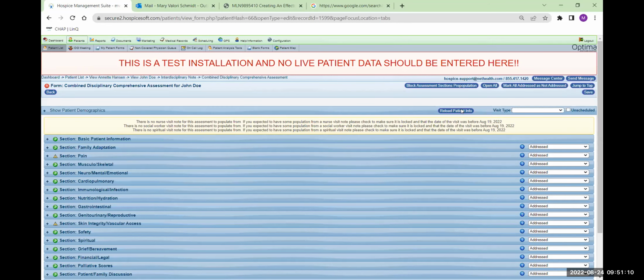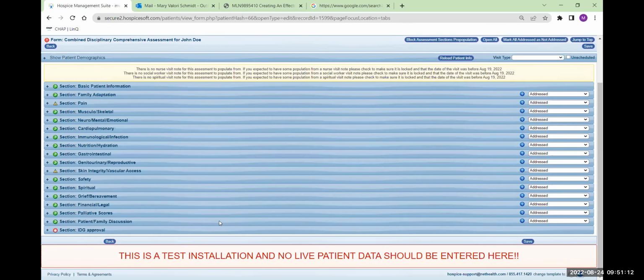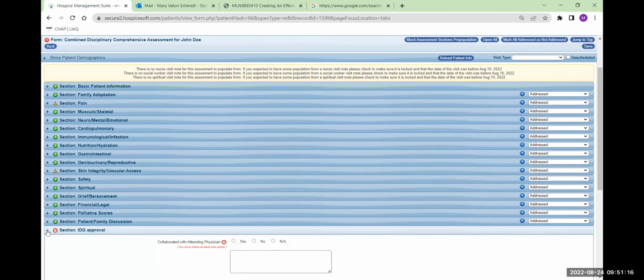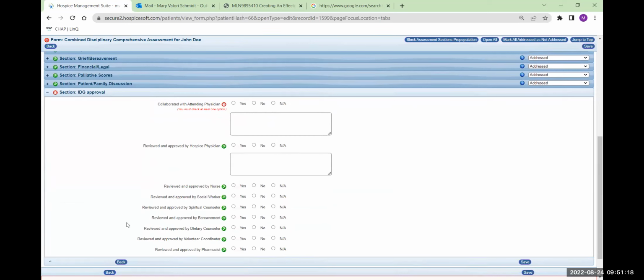Okay, so when it does that, the only thing that will show up in red is this one down at the bottom, the IDG approval. And that's asking you, did we collaborate with the attending physician? The answer better be yes. Did our hospice physician review it and approve it? Should be yes. And then all of these, I don't do the pharmacist because we don't really go with the pharmacist, but we can click pharmacist. They should all be a yes, right? Unless it's not applicable.